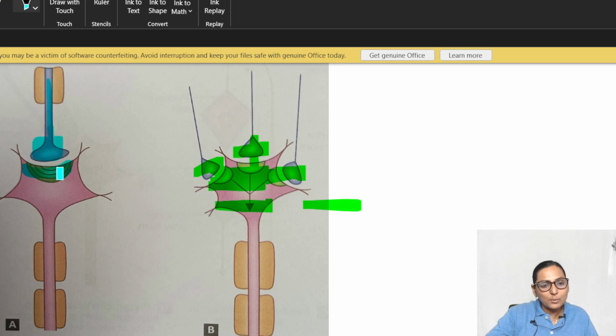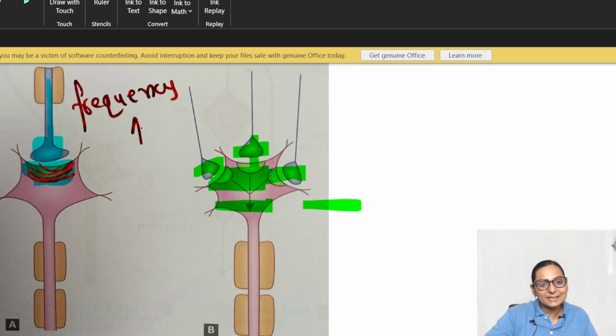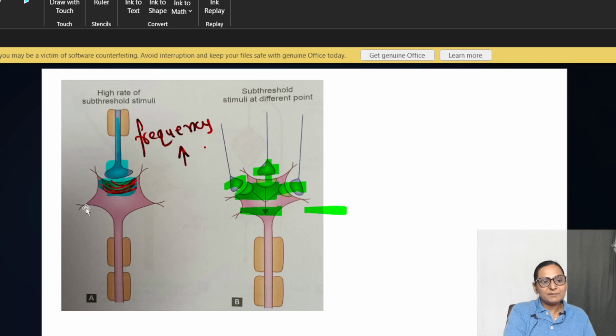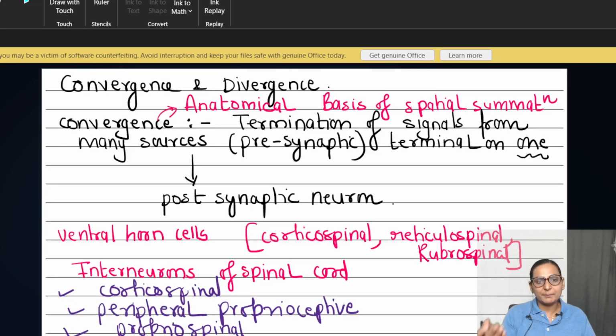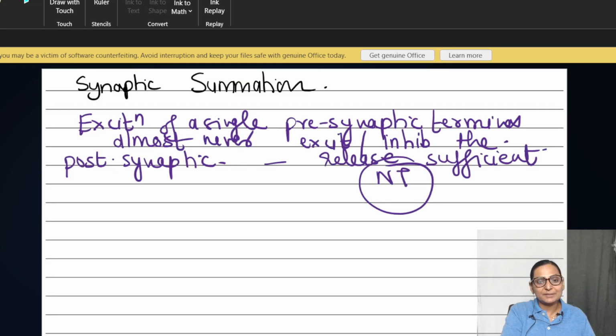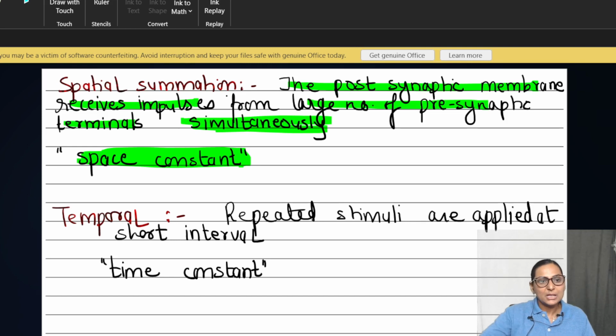there is only one postsynaptic terminal, but here what we have done is the rate of stimulation or the frequency of stimulation is increased. For example, if you were giving at 5 per minute, now you've given at 10 per minute, 15 per minute, and so on. So what is the principle of temporal? Repeated stimuli are applied at short intervals, therefore it is called a time constant.